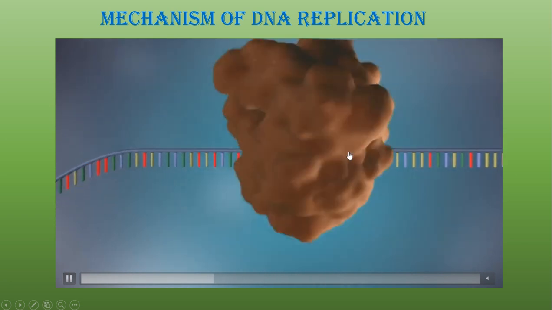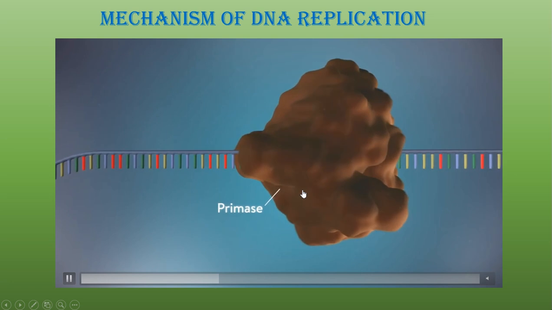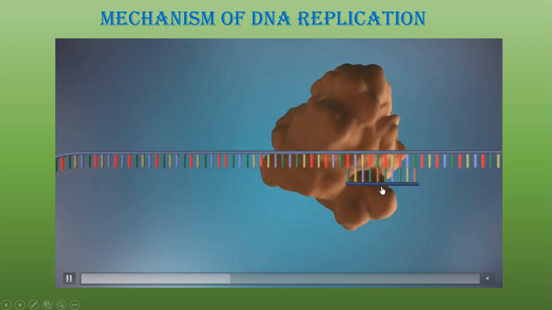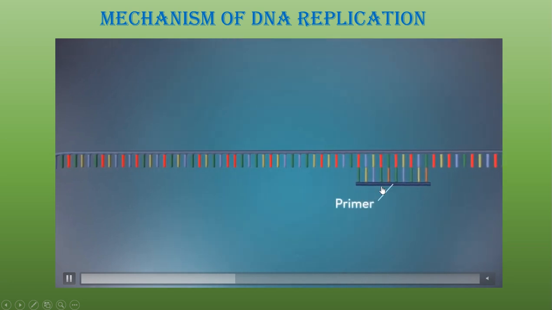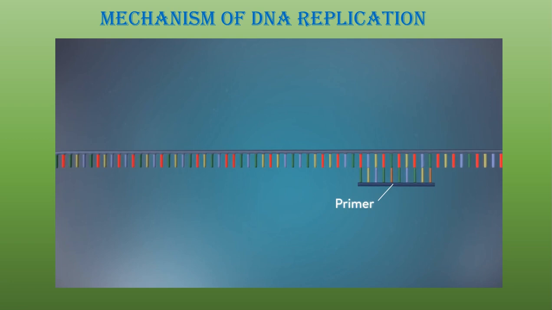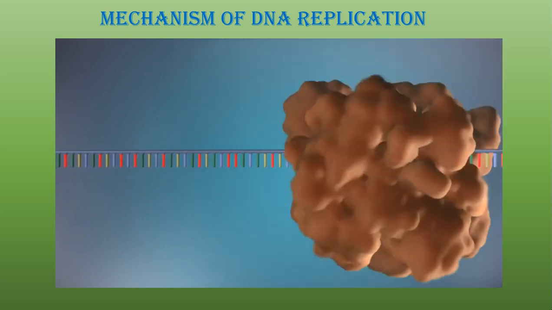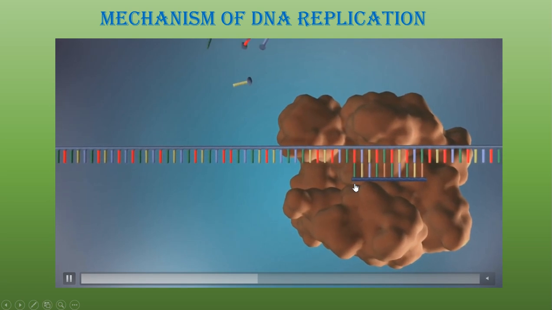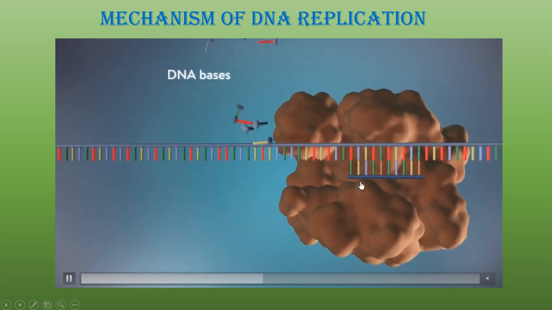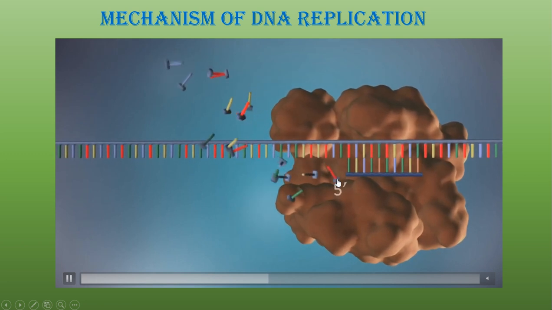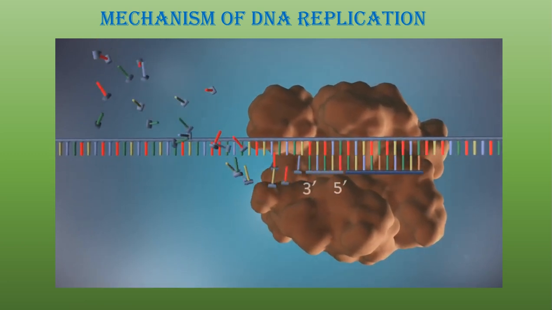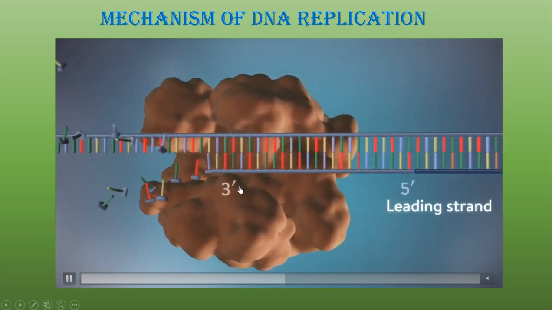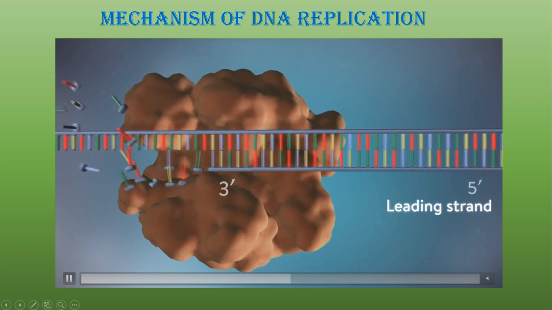The separated strands act as templates, and the primase enzyme is added. It starts the process of DNA replication by the addition of RNA primer. RNA bases are added. This is the RNA primer. It makes a starting point for the construction of a new strand of DNA. Now the third enzyme is DNA polymerase. DNA polymerase binds to the primer and makes the new strand of DNA, and DNA polymerase can add DNA bases only in which direction? In the 5 prime to 3 prime direction. The addition of nucleotides will occur in that direction.